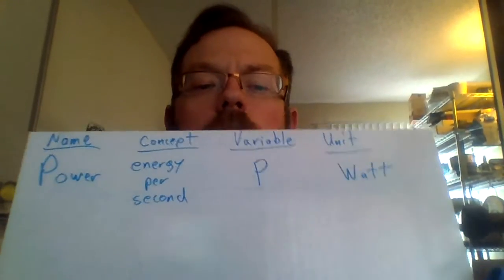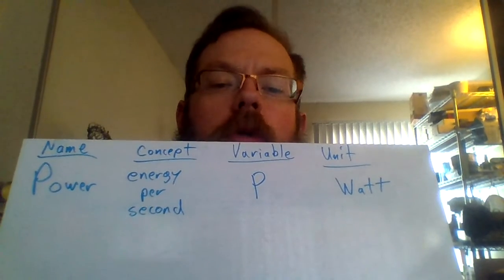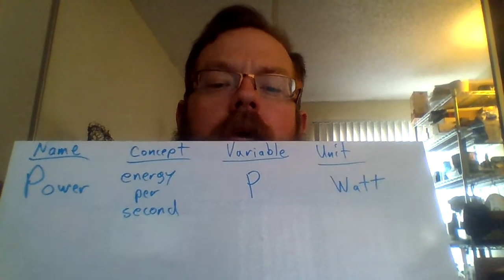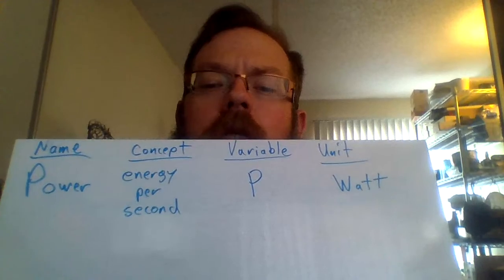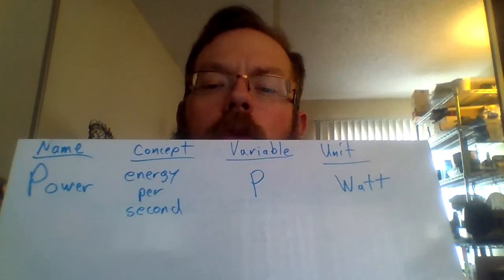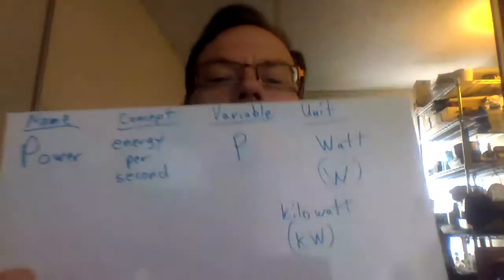So if you were keeping your notes on all of these concepts, we can add this. Power is energy per second. We use the variable P to represent it in our calculations, and we measure it with units of watts. A watt is abbreviated with a W, but we are also going to use a kilowatt. It turns out just 1 watt in electricity is not a lot. So I'm also going to add this kilowatt onto here because we're going to need that.